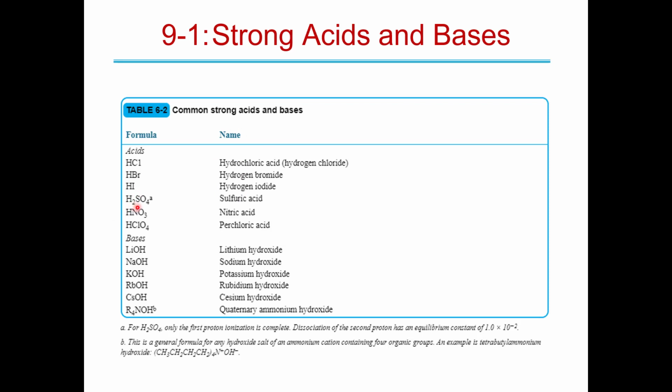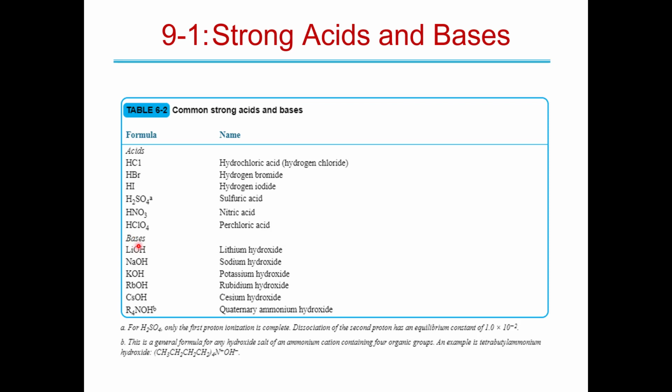Then we have H2SO4, sulfuric acid. There's a little footnote here that reminds us that for H2SO4, only the first proton is a strong acid. So only one of these 2 H+ that could come off comes off in a strong manner. So 100% dissociation for the first proton. The other one, well, takes a little bit more work. It's kind of a weak acid. Then we have nitric acid, HNO3, and perchloric acid, HClO4.